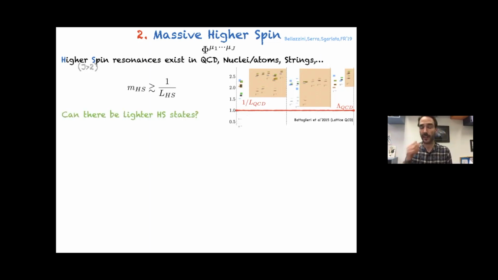This is perhaps so familiar to you that you consider it a fact. And the question that I would like to ask is whether, in principle, there could be higher spin resonances below the cutoff, for which we could write an effective field theory.